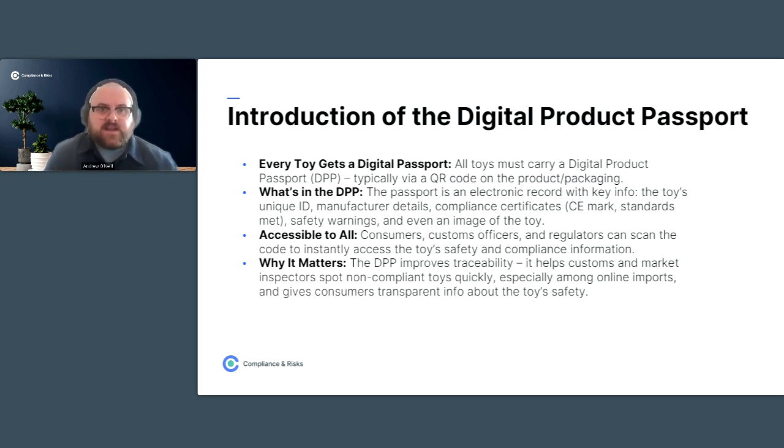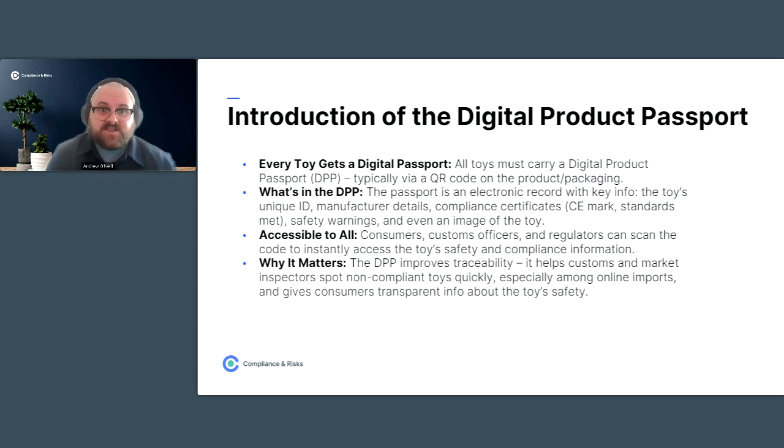If the toy contains any allergenic fragrances above a certain threshold, that has to be listed too. The digital passport can even include the toy safety instructions and a picture of the toy for easy identification. So essentially, it's a one-stop digital record proving that the toy meets all requirements. It replaces the old paper declaration of conformity with an accessible digital format. The benefits are big. Consumers will be able to scan the code and immediately see important safety information about a toy before buying or using it.